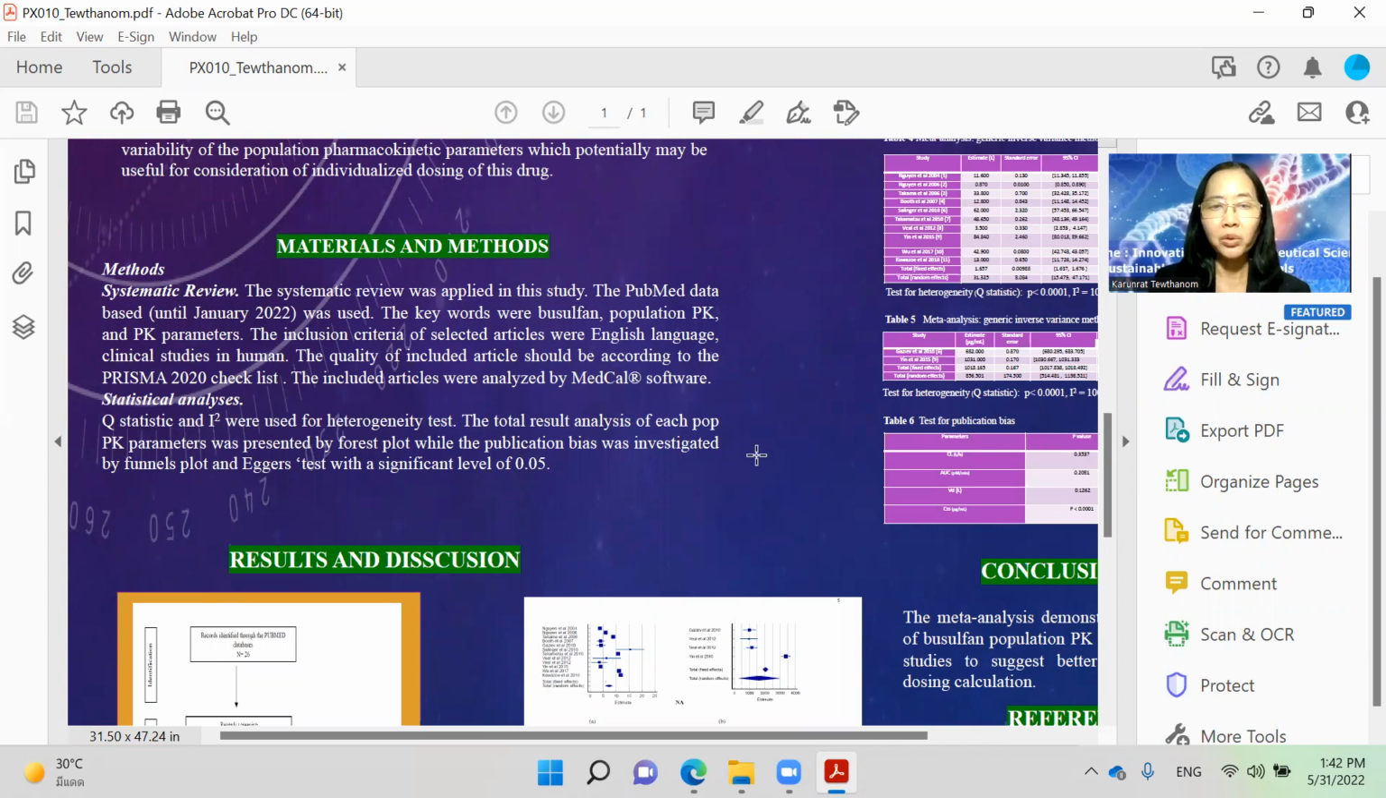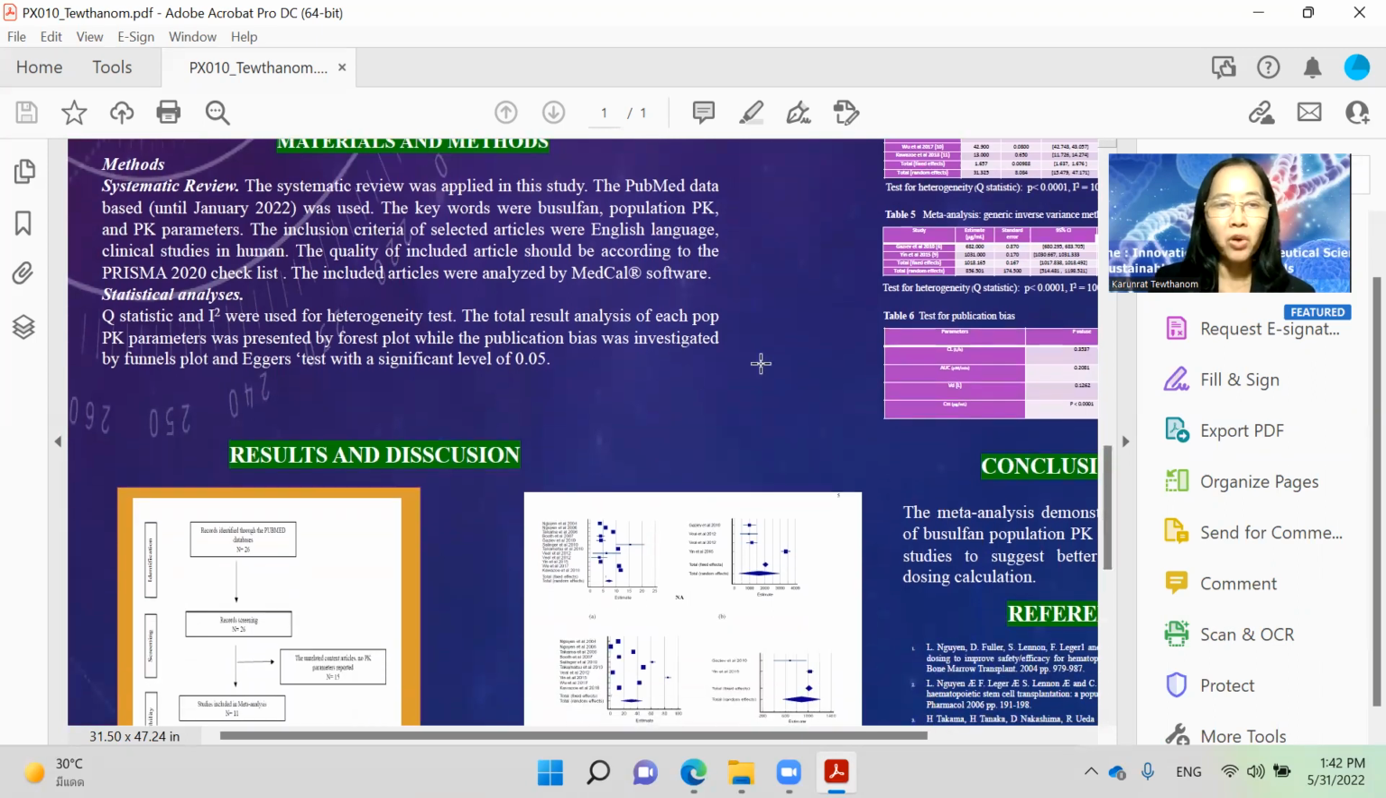The quality of included articles should be according to the PRISMA checklist, and the included articles were analyzed by MedCalc software. Q-statistics and I-square were used for the heterogeneity test, and the overall results of each population PK parameter were presented by forest plot. Publication bias was investigated by funnel plot and Egger's test with a significance level of 0.05.